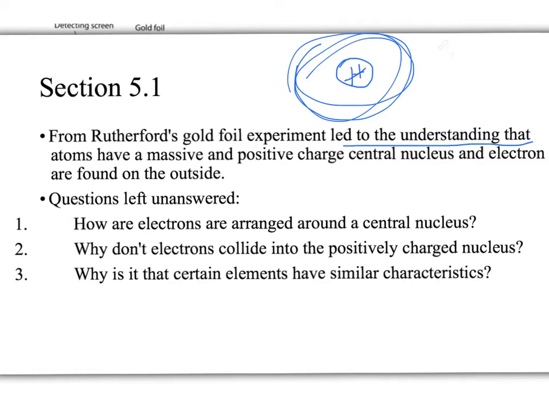Questions left unanswered by Rutherford's gold foil experiment. How are electrons arranged around the central nucleus? We didn't know that. Why don't electrons collide into the positively charged nucleus? That is, if electrons are negatively charged and opposites attract, why is it that the electron doesn't collide into the nucleus? And the next question left unanswered was why certain elements have similar characteristics. Why is it that sodium is explosive, and so is potassium, and they are within the same family?